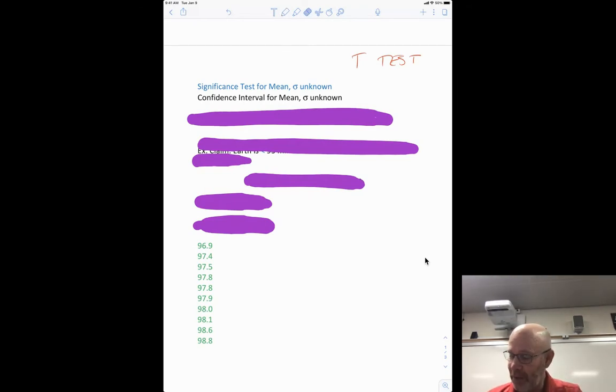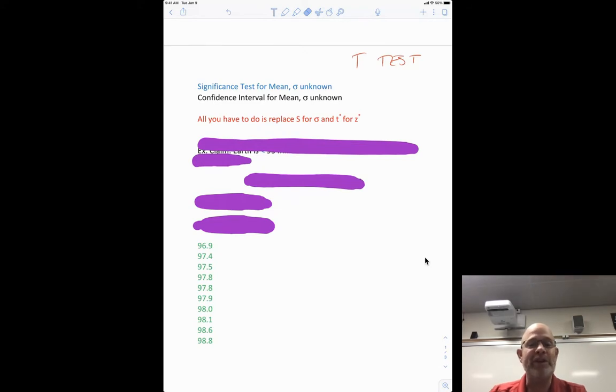All right. So all you have to do, it's very simple, is we're going to take the same formulas we did before, and we're going to take our sigma, our standard deviation of the population, and replace it with our s. So all we have to do is replace the population standard deviation with the sample standard deviation s, and z star with t star. Everything else is going to work the same. And I'll walk you through it on the calculator.